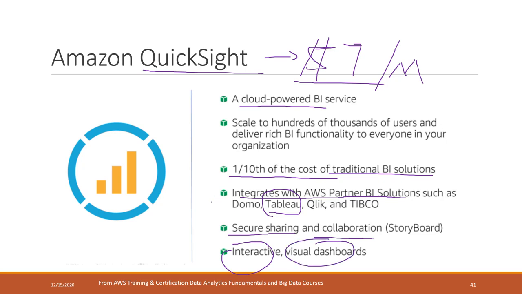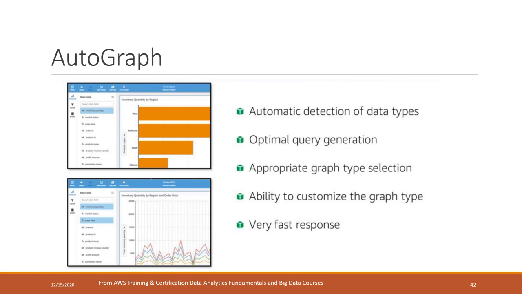Okay. So some features of QuickSight. One thing that I really like is called autograph. That means that when you have data with different fields, depending on which field or fields you selected, QuickSight will create visualizations automatically. They will detect the type of data, and they will try to provide the best visualization for you. Of course, you can customize your selections, but in most cases, QuickSight does a pretty good job. Okay, so that is the autograph, and we will see those features in our lab.